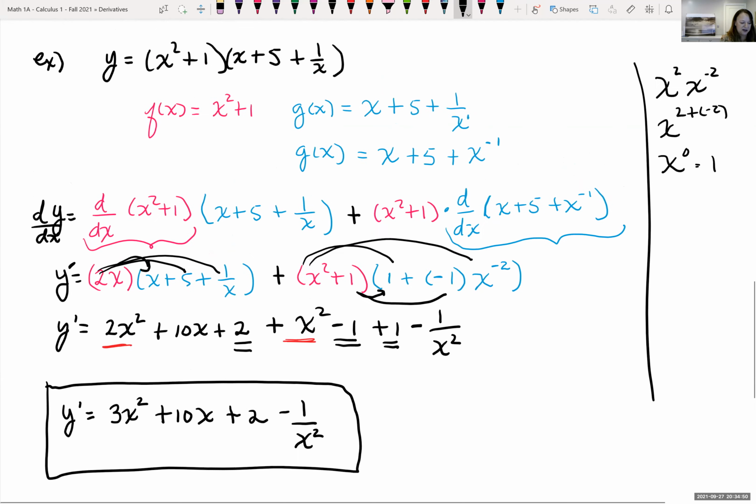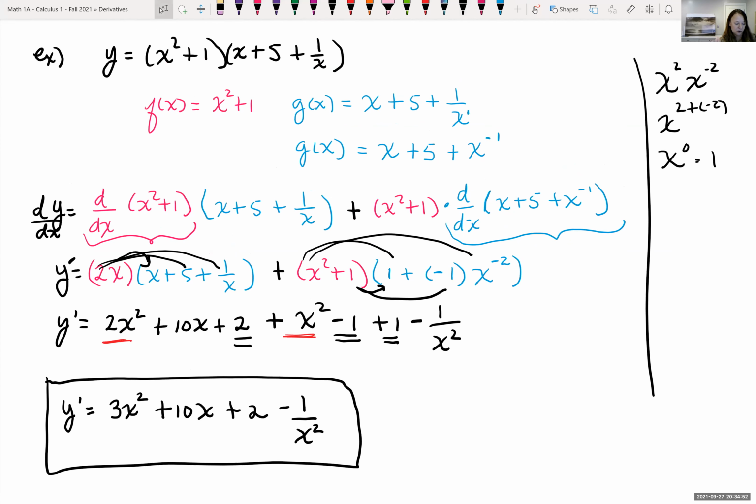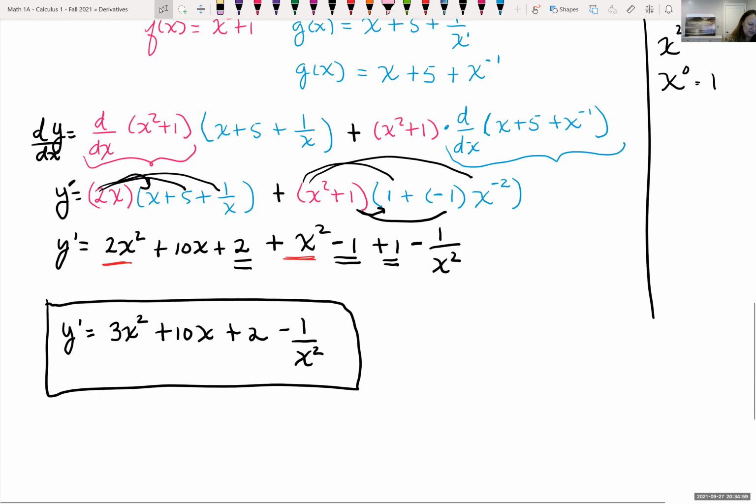So let's now talk about the quotient rule, and let's derive what that formula is. So derivative of a quotient.